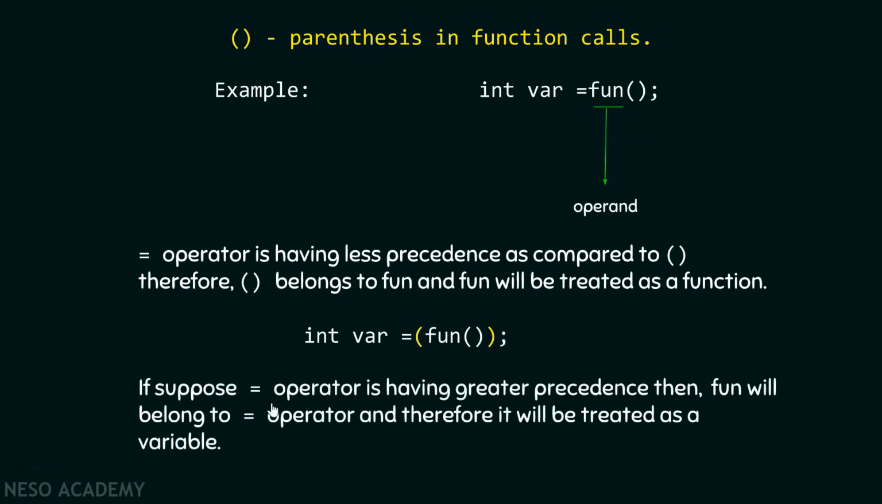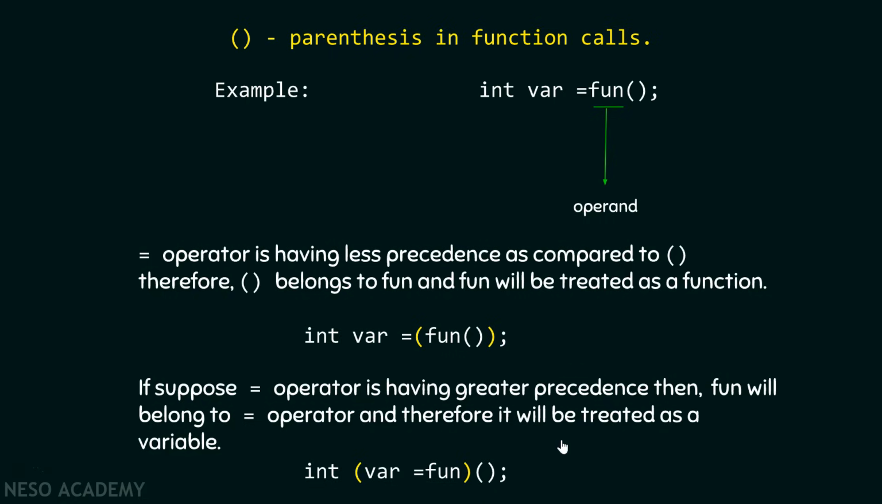Suppose the assignment operator had greater precedence, then fun would belong to the assignment operator and therefore it would be treated as a variable and not a function. In that case, this particular statement looks like this. Because the assignment operator has greater precedence, it will be evaluated first and then the parenthesis will get evaluated. Therefore this fun is treated as a variable and not a function. That is why precedence and associativity is important, because we need to know the order of evaluation.